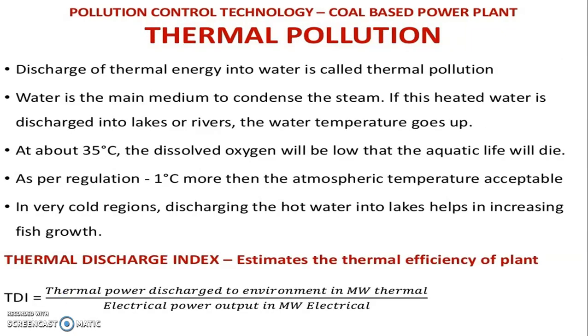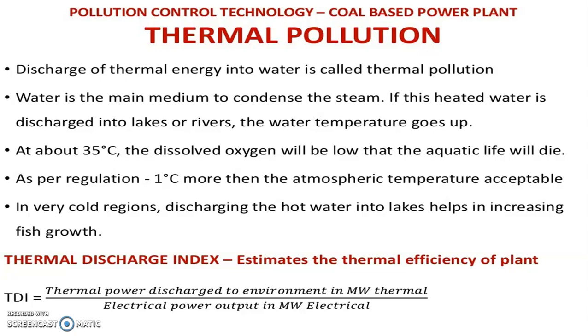Next topic is about thermal pollution. Discharge of thermal energy into water is called thermal pollution. Water is the main medium to condense the steam. If this heated water is discharged into lakes or rivers, the water temperature goes up. At about 35 degrees Celsius, the dissolved oxygen will be low, so that the aquatic life will die. As per regulation, 1 degree Celsius more than the atmospheric temperature is acceptable.